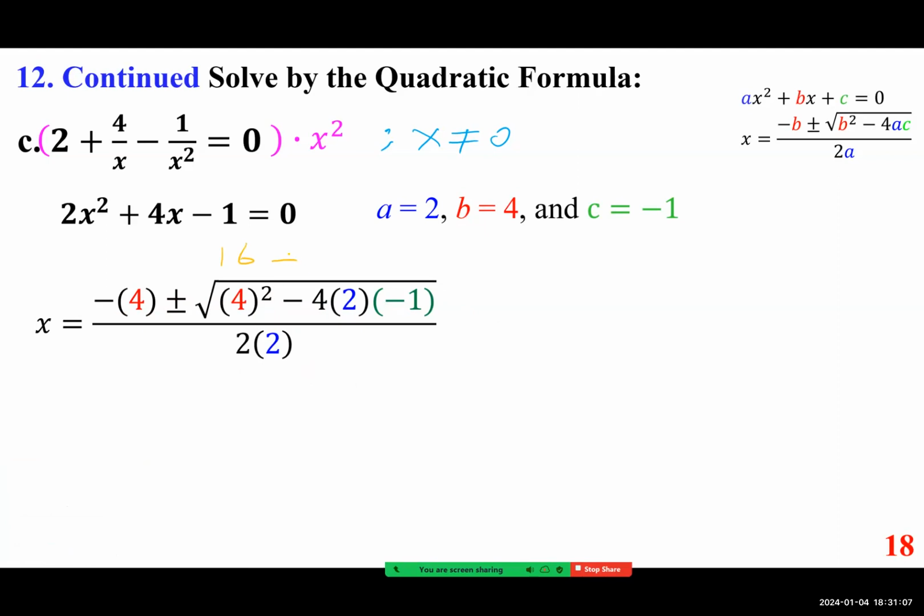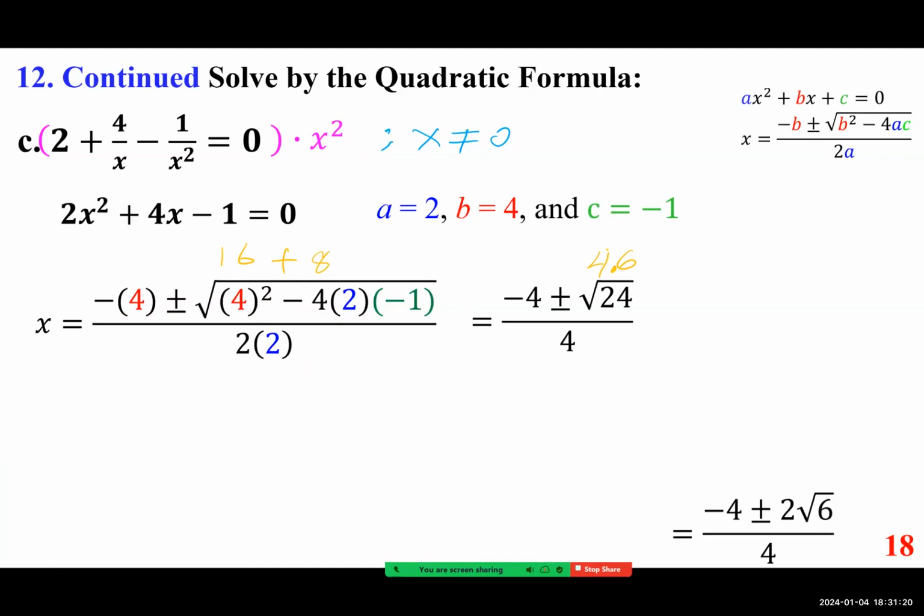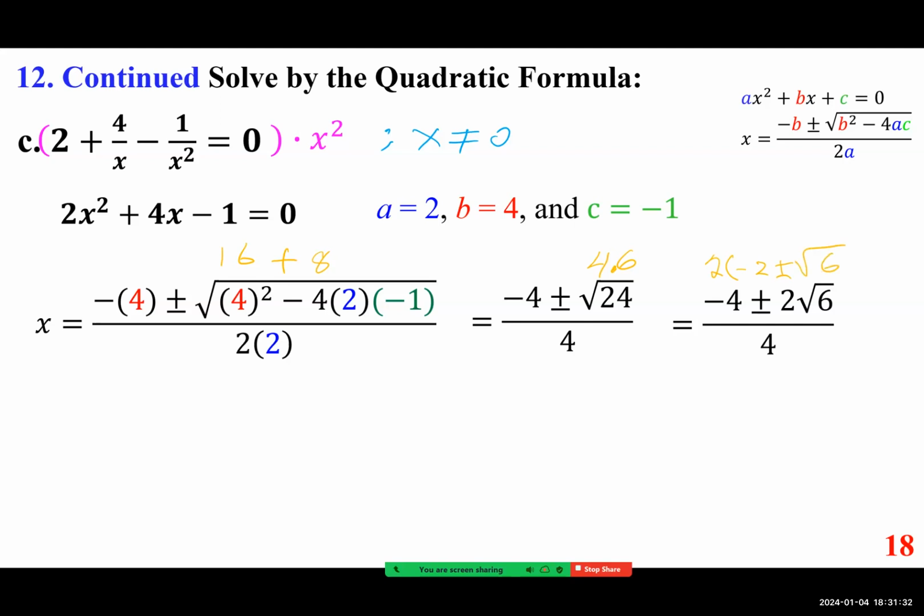16 plus 8 is 24. 24 is the product of 4 and 6. And again, in all cases, a 2 came out, class. So again, you can't drop the negative 4 with the 4 or anything like that. You have to factor out the 2. You get minus 2 plus or minus the square root of 6.